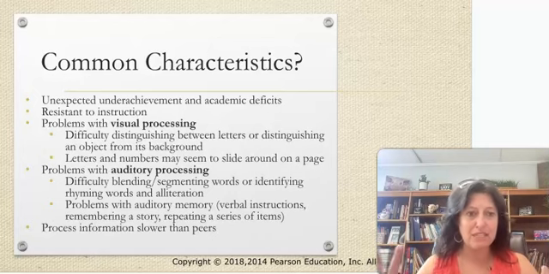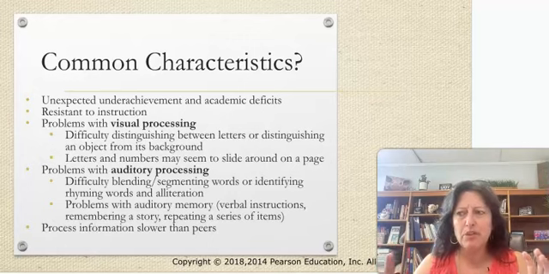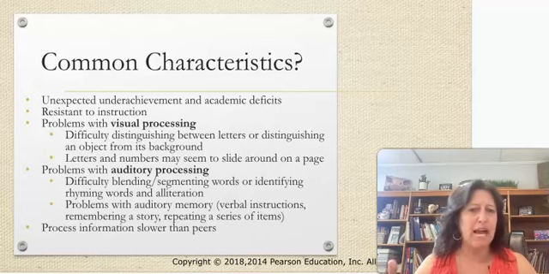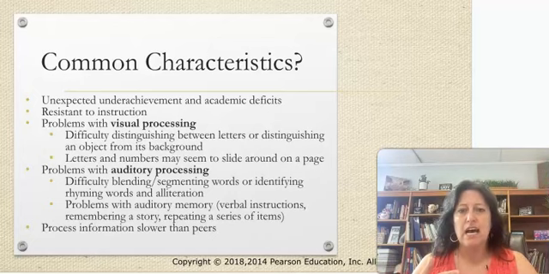So common characteristics when we're looking at these kids. And remember, each one is an individual, and this isn't going to be the same for all of them, but there are some things we can look for. One is expected underachievement and academic deficits. Another is resistant to instruction, and sometimes these students have problems with visual processing, so distinguishing between different letters or an object from its background.